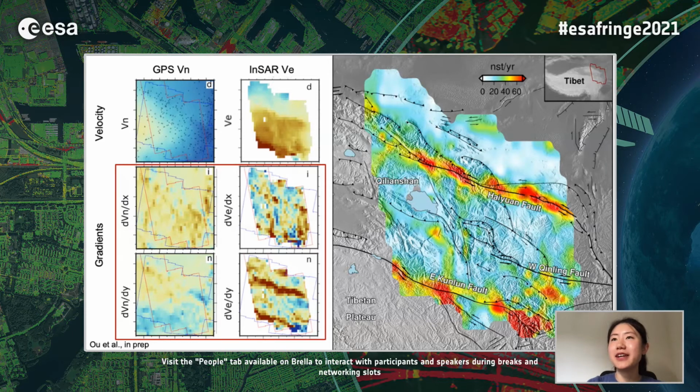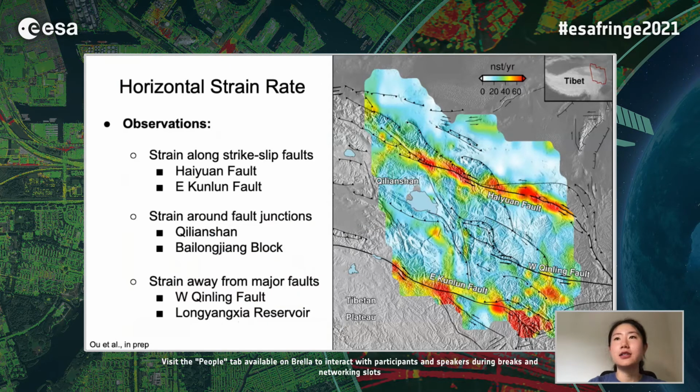So there are some key observations we can make from this second invariant strain rate map. First, we can see the strain accumulated along the major Haiyuan and Kunlun faults. And in particular, the highest strain seems to concentrate where the fault branches and at the fault junctions. And in addition, we are also seeing some non-negligible strain accumulation away from the major faults.